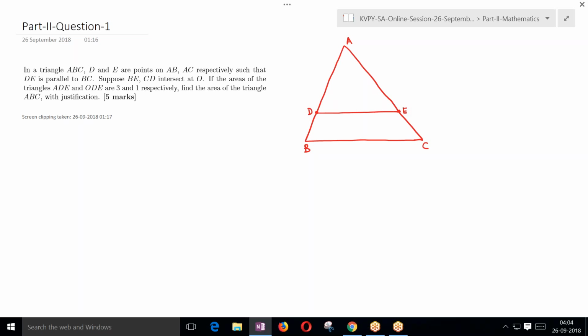This is given, DE is parallel to BC. Suppose BE and CD intersect at O. So if we join BE and if we join CD, they intersect at the point O.